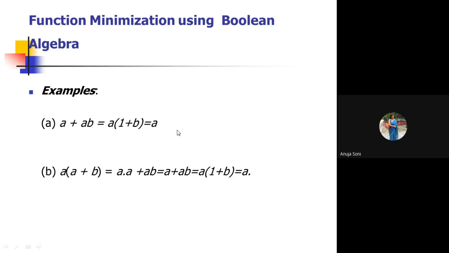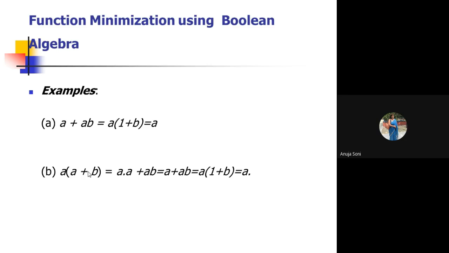So if we compare these two expressions, a plus ab, or another time we have generated a, means a plus ab is equal to a. So both are working in a similar fashion. Both are doing the same function, producing the same functionality. But the right hand side is the simplified version, and the left hand side is the complex version.